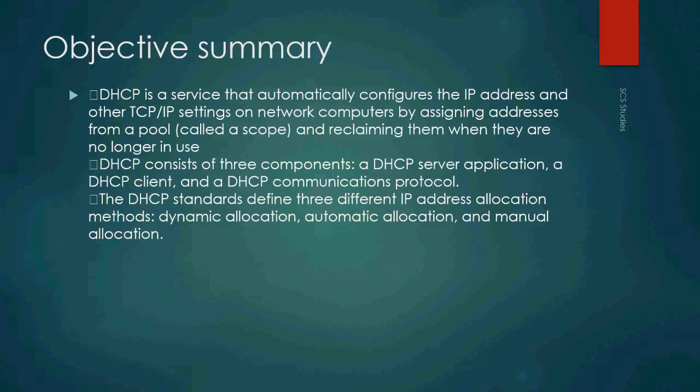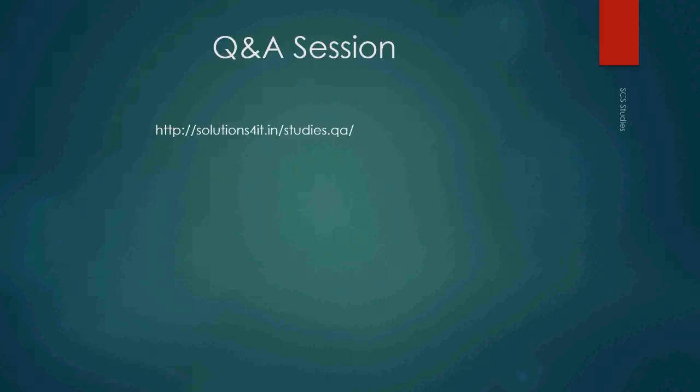So in this session, we have learned about the DHCP service that automatically configures the IP address and other TCP/IP settings on network computers by assigning IP addresses from a pool called a scope and reclaiming them when they are no longer in use. DHCP consists of three components: the DHCP server application, the DHCP client, and the DHCP communication protocol. Next, the DHCP standard defines different IP address allocation methods: one is dynamic, second is automatic, and third is the manual allocation process. So that has been done.